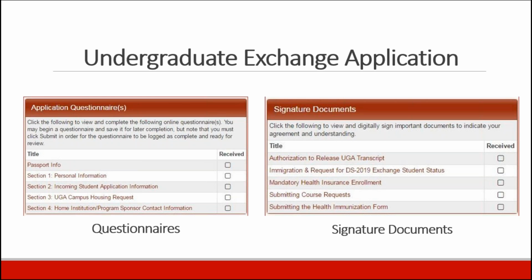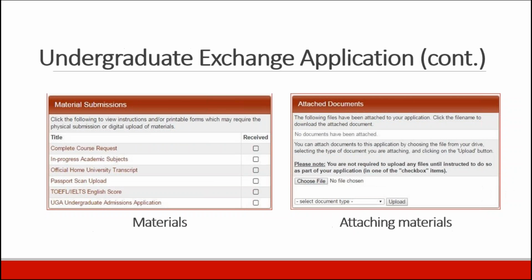Also making you aware of mandatory health insurance enrollment, information about how to submit your course requests, which is a material for you to do, and then also how to submit your health immunization form, which we will talk about later. And these items are what are on the undergraduate exchange application, and many of them are similar to the graduate application, which I'll point out on the next slide. But these are the materials as well that you will need to complete.